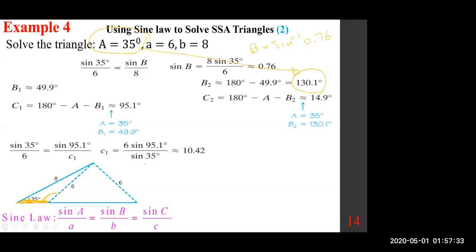The inverse sine of 0.76 that you show up there for B, is that what the 49.9 degrees is supposed to be? Yeah, it's not. I get 49.5. 49.5, okay. We can look at it later to see. If that is the case, this is a little bit off. Then we get 130.5 instead of 130.1.